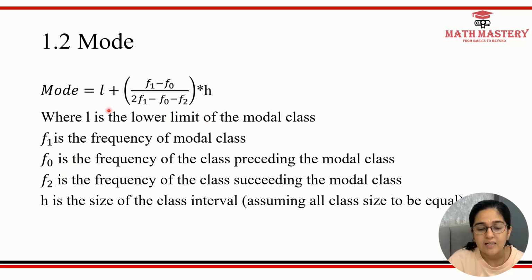Here L is the lower limit of the modal class which we have just identified. F1 is the frequency of the modal class, F0 is the frequency of the class preceding the modal class, F2 is the frequency of the class succeeding the modal class, and H is the size of the class intervals. Here we are assuming that in the grouped frequency distribution table, the size of the class intervals are equal. In that case only you can use this formula. Otherwise this formula will not be valid.